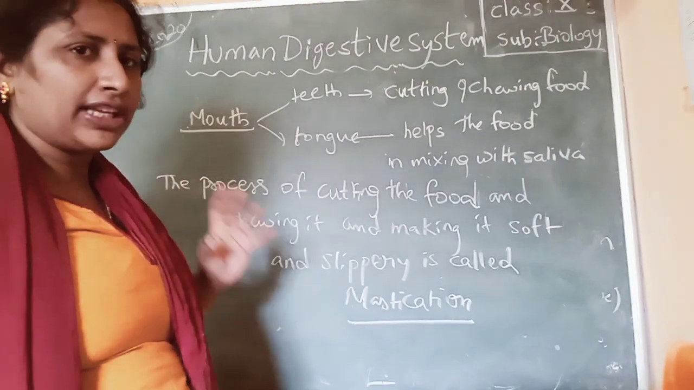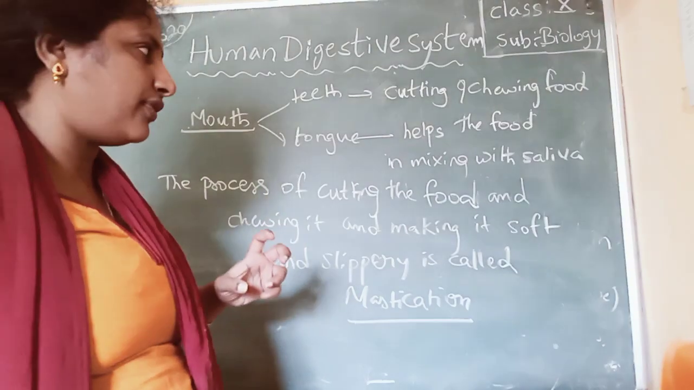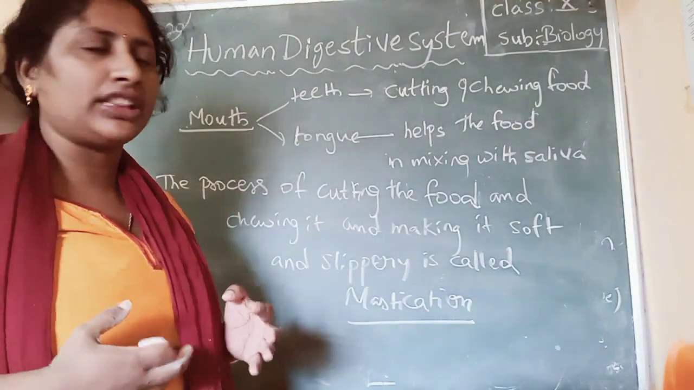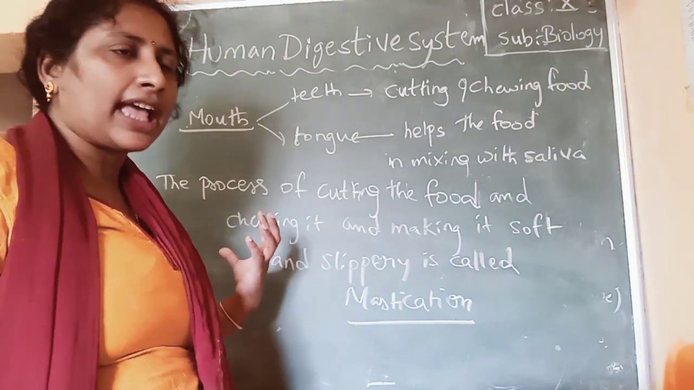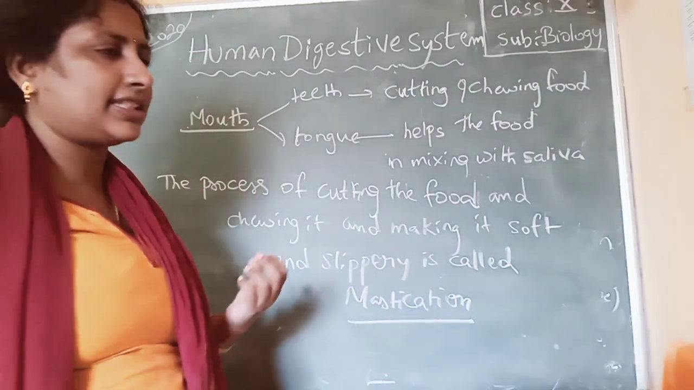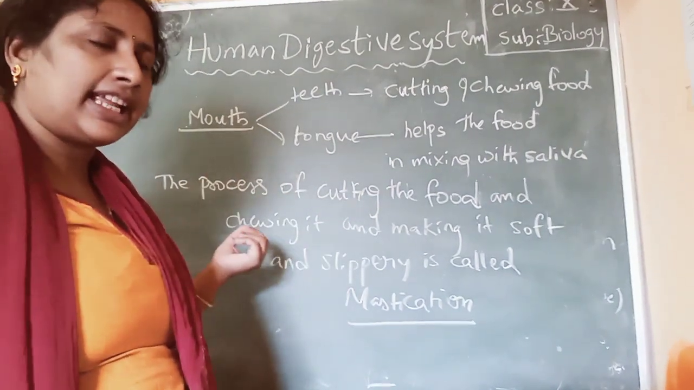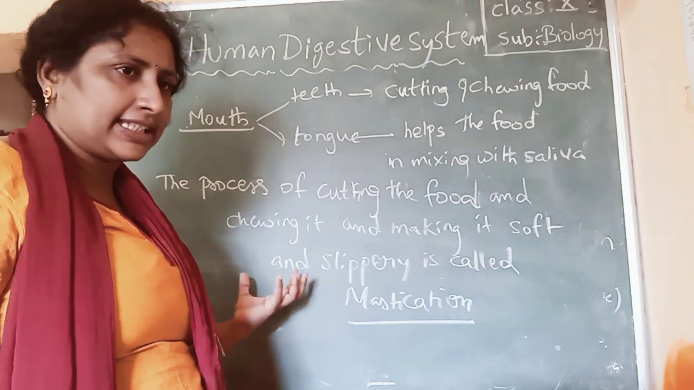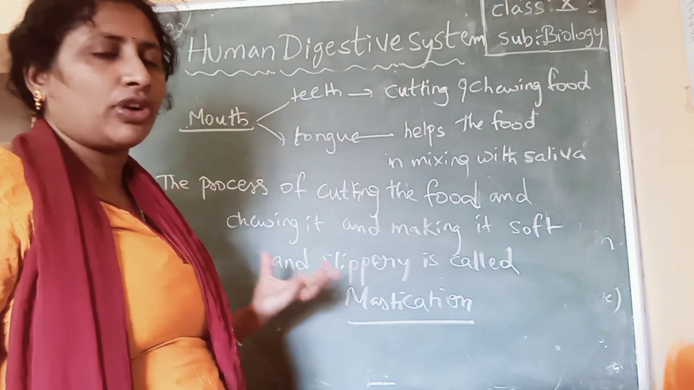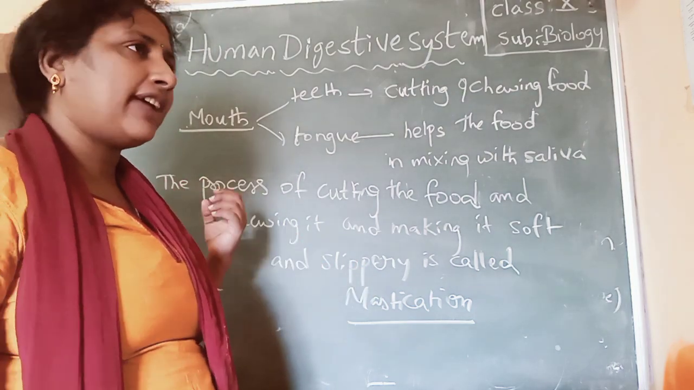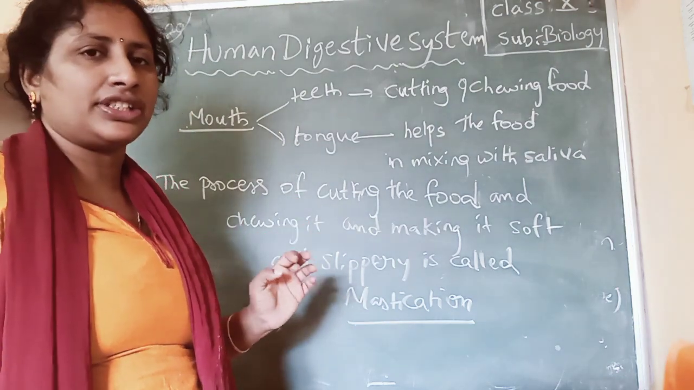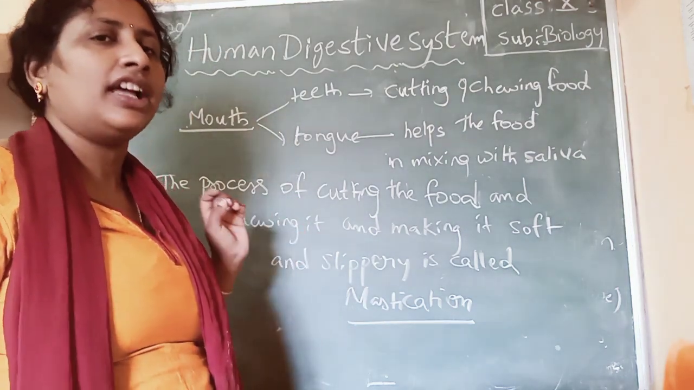With the help of the teeth you will cut the food, you will chew the food, and the tongue helps in mixing the food with what? Saliva. Saliva is secreted from the salivary glands. Saliva contains an enzyme called salivary amylase. What is the important role of salivary amylase? Salivary amylase starts digesting carbohydrates, so the first digestion of carbohydrates starts in the mouth.